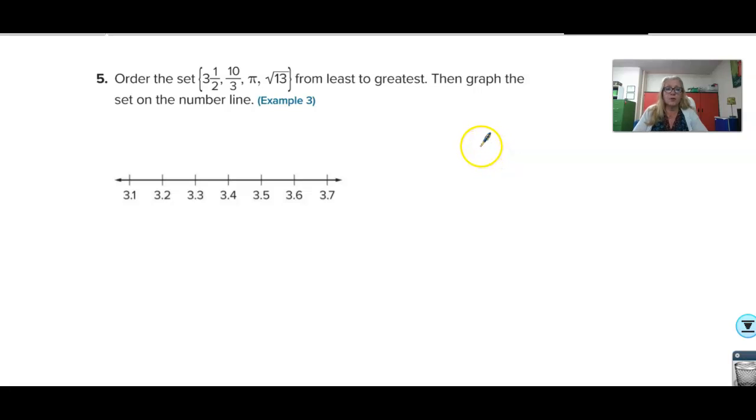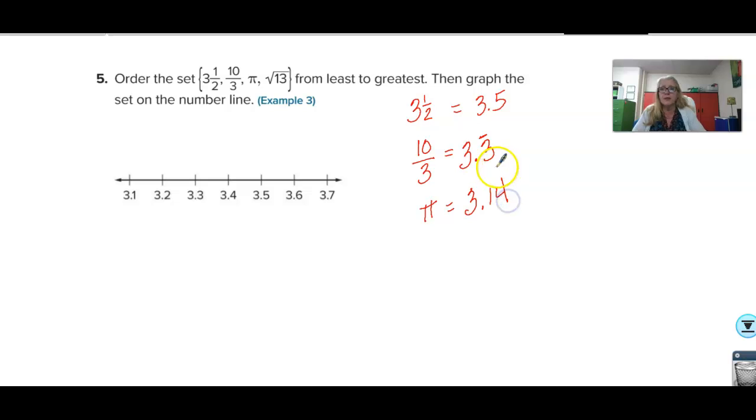All right, so now they've given us 4 numbers and they want us to rank them from least to greatest. We have 3 1/2. I know that one is 3.5. We have 10/3, which is 3 1/3, so it's 3.3 repeating. Pi, we're going to go with the standard 3.14 on that one. And the square root of 13, that one I'll have to use the calculator for. Second, x squared button, 13 equals, and I'm rounding to 3.6.